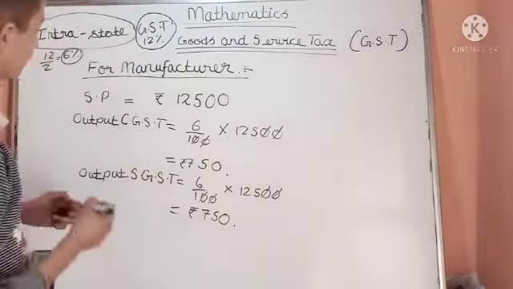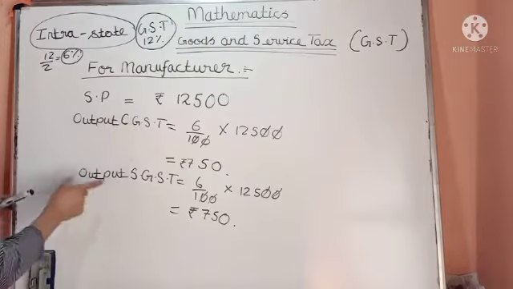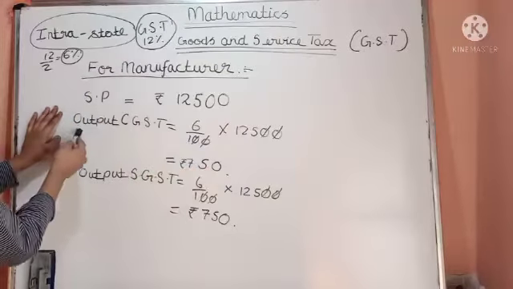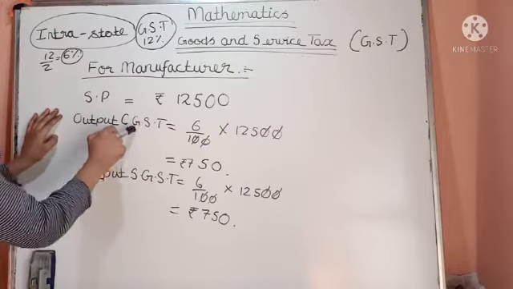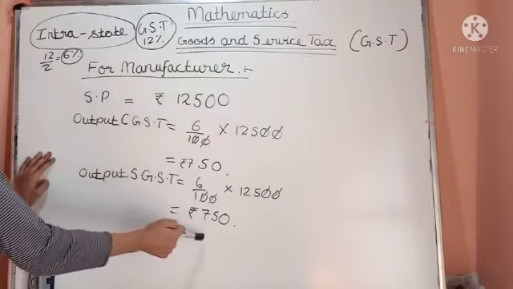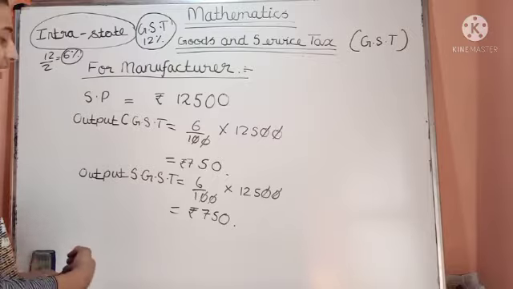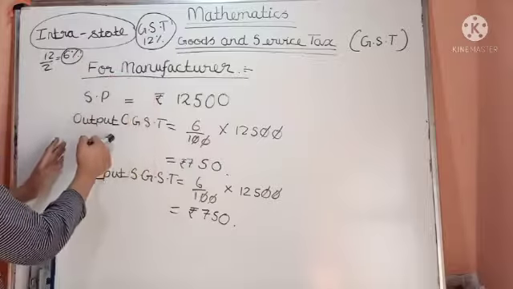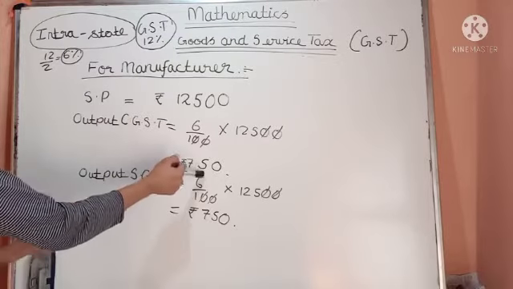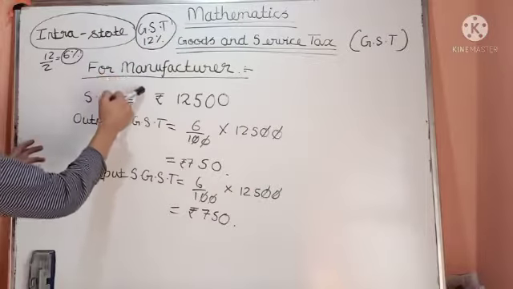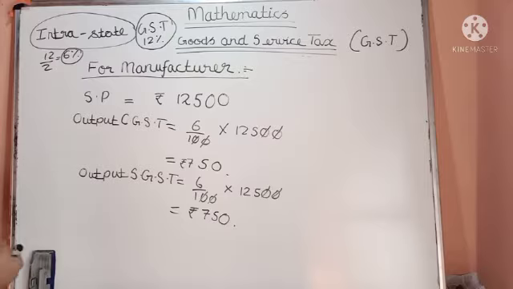But see, it is output CGST and output SGST. The tax received by the manufacturer from the dealer under CGST is rupees 750, and the tax received under SGST is also rupees 750. The complete tax received by the manufacturer will be CGST plus SGST, that is 750 plus 750, or we can do 2 into 750. But it is not asked in the question.